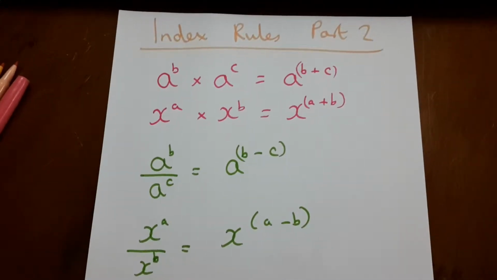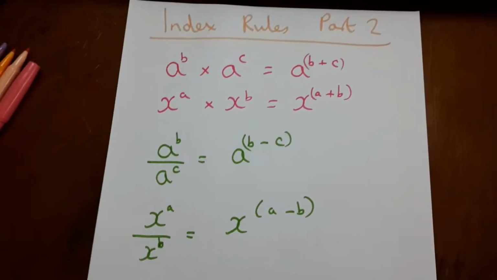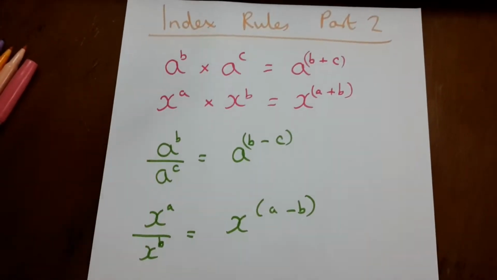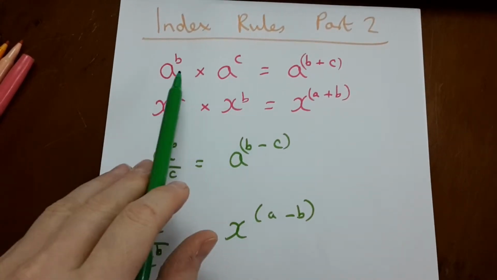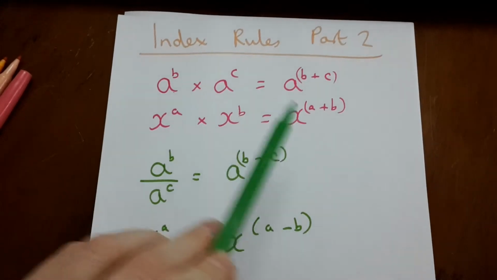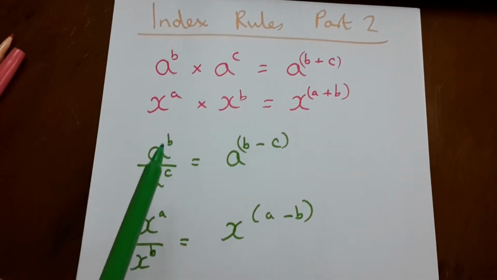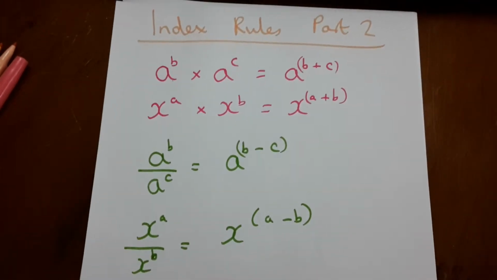Okay, so far we've covered two of the key index rules. That if you multiply two items with exactly the same base, notice that it's an identical base here and here, A, or identical base here and here, X, that you just add the powers. And if you're dividing identical bases, you can take away the powers.